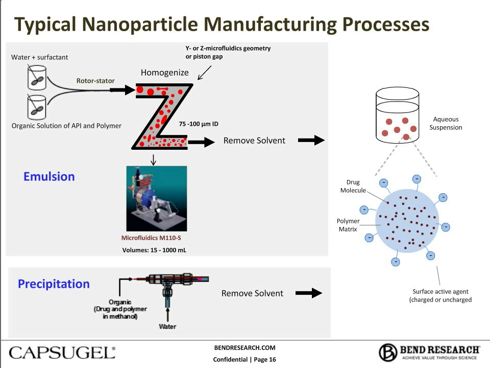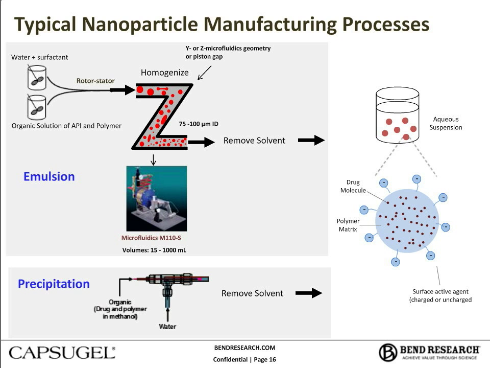nanoparticles. For the precipitation approach, the drug and polymer are dissolved in a water-miscible organic solvent and then mixed with an aqueous phase, which is the anti-solvent. Many times there's a surface active agent in the aqueous phase to stabilize the particles here as well. The mixing can be done in various geometries. Shown at the bottom of this slide is a simple T mixer that we have used. And then afterwards, the solvent can be removed again by evaporation or exchange.